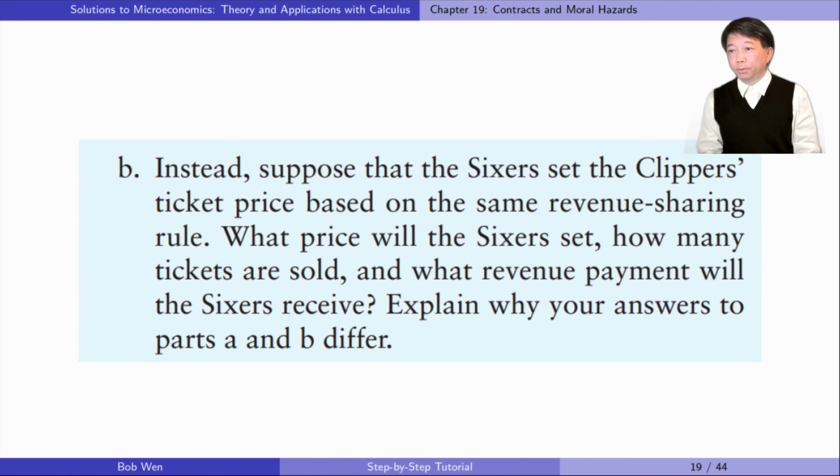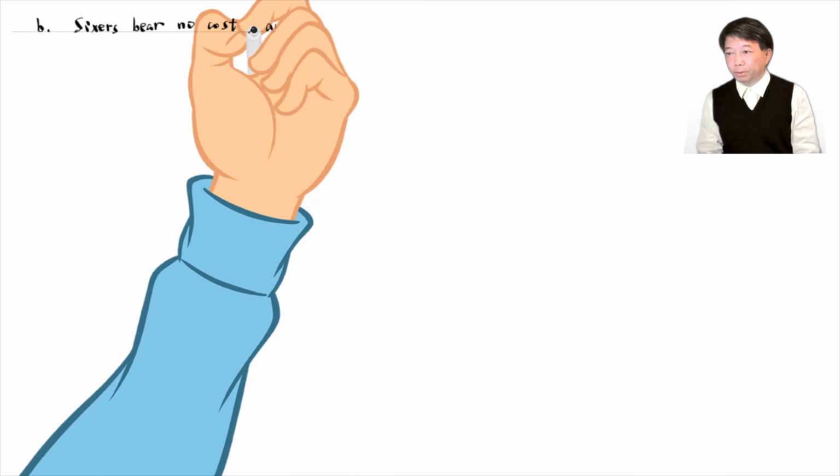For part B, instead, suppose that the Sixers set the Clippers' ticket price based on the same revenue sharing rule. What price will the Sixers set? How many tickets are sold? And what revenue payment will the Sixers receive? Explain why your answers to parts A and B differ. Sixers bear no cost, and the team's profit is as follows.